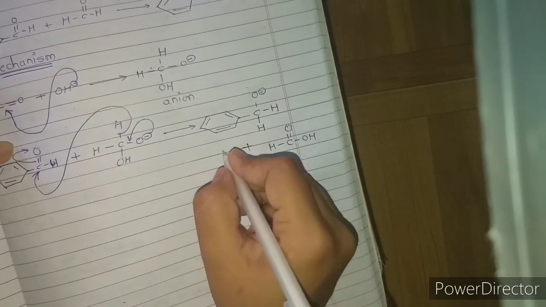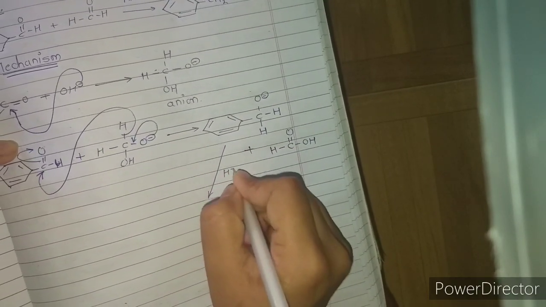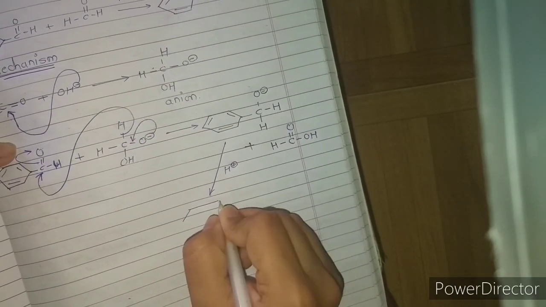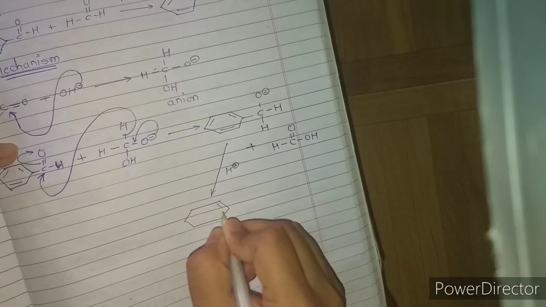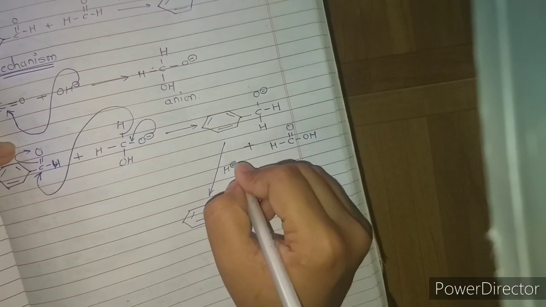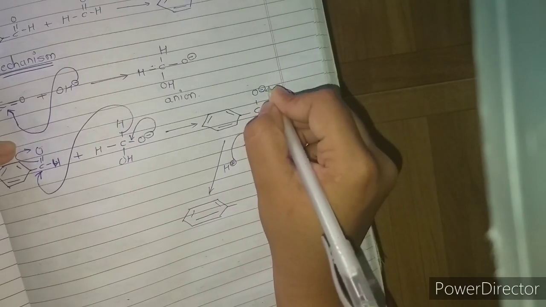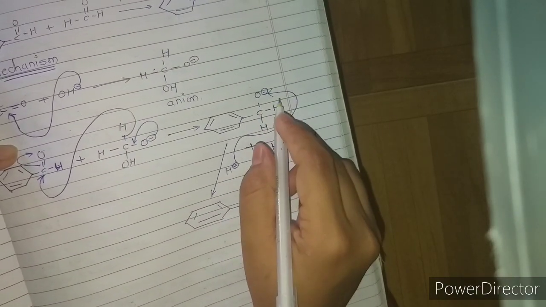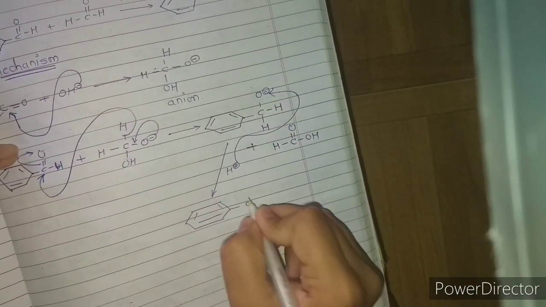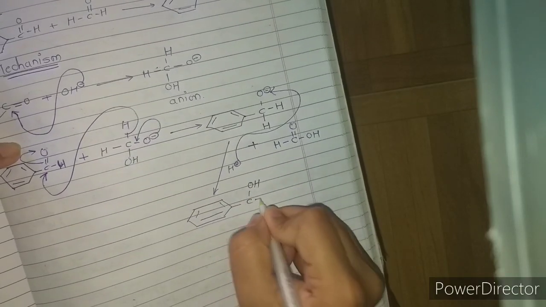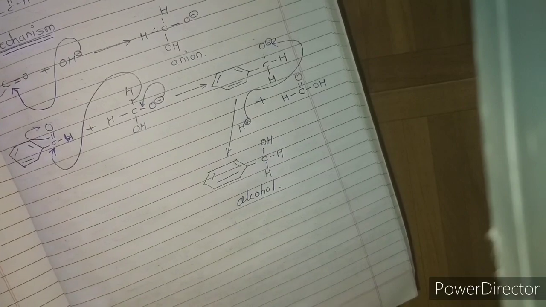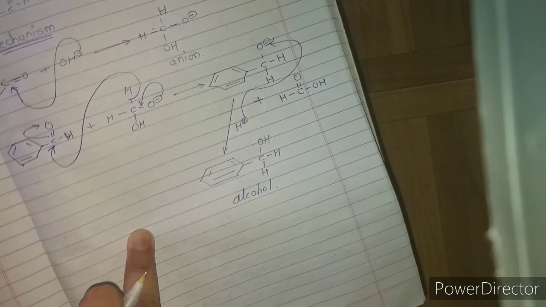So this intermediate takes proton from solvent and forms alcohol. This proton attacks on your oxygen atom because it carries negative charge. So it's attached here and it is your alcohol. This is your cross Cannizzaro reaction. Thank you.